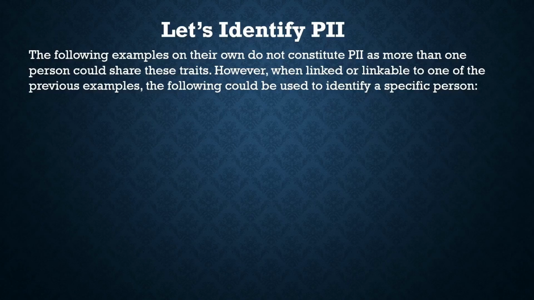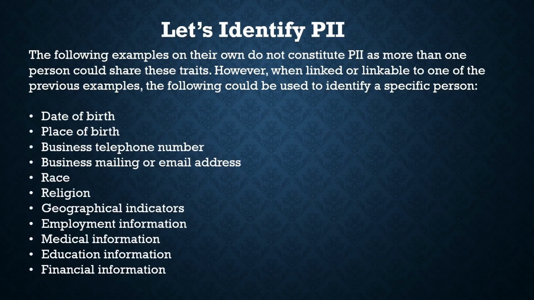Let's see some other examples of PII. These examples on their own do not constitute PII, as more than one person could share these traits. However, when linked or linkable to one of the previous examples, the following could be used to identify a specific person. That information includes your date of birth, your place of birth, business telephone numbers, business mailing or email address, your race, religion, geographical indicators, employment information, medical information, education, and financial information. This information could be used to identify a person.